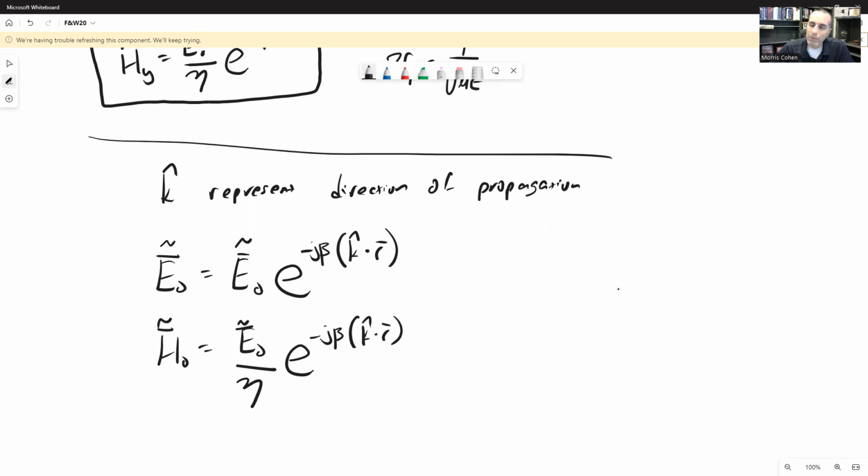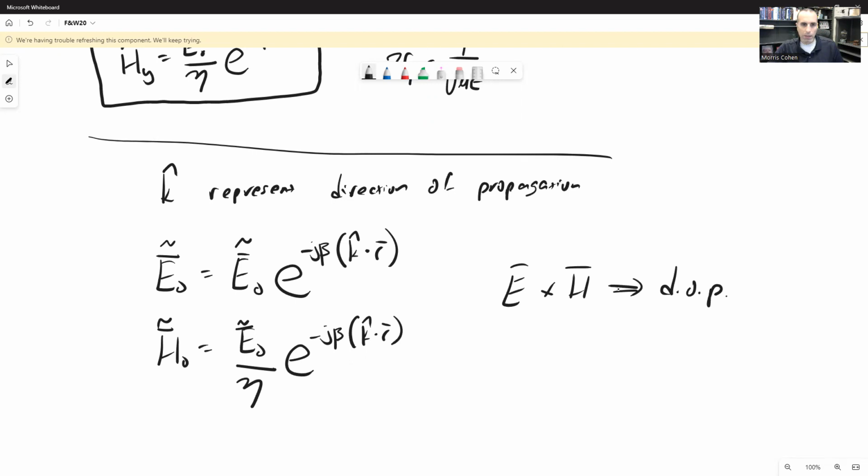K dot r basically represents how far in the direction of propagation we are when we get to that location. And so e to the minus j beta times that is basically going to rotate the phasor E0 by whatever amount we are, depending on our location, how far up and down the wave propagation we are. So with that, we can now represent a wave with an arbitrary direction. You'll also notice that the electric field crossed with the magnetic field is in the direction of propagation.